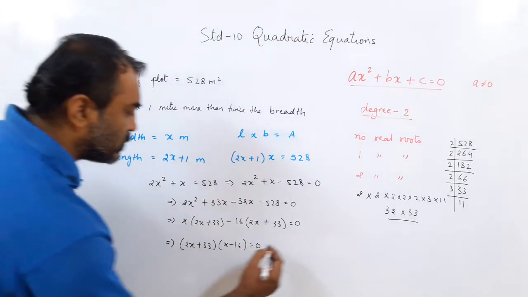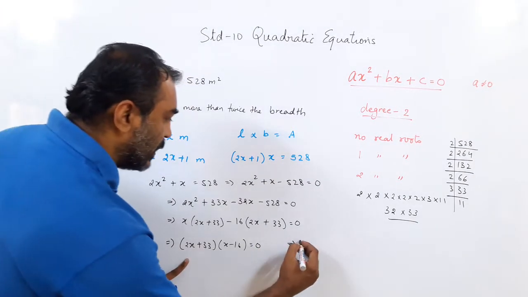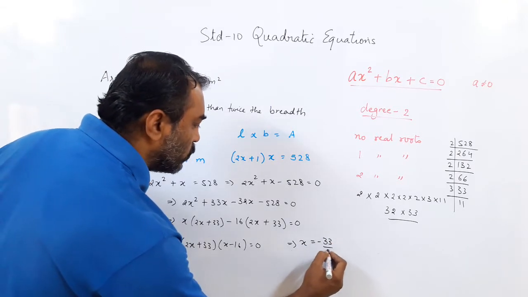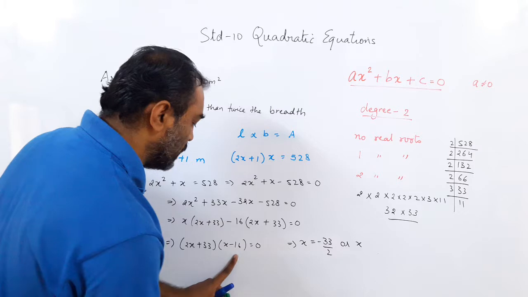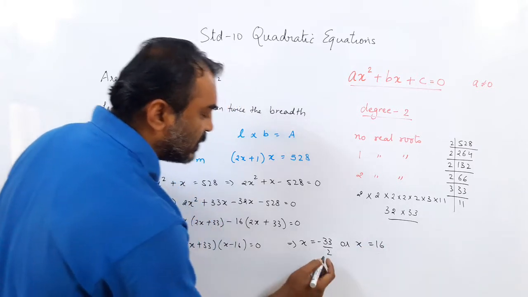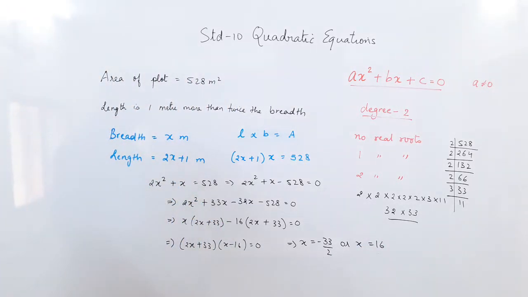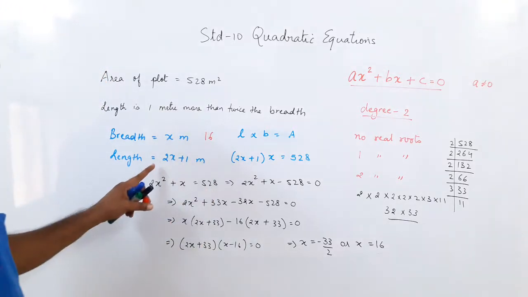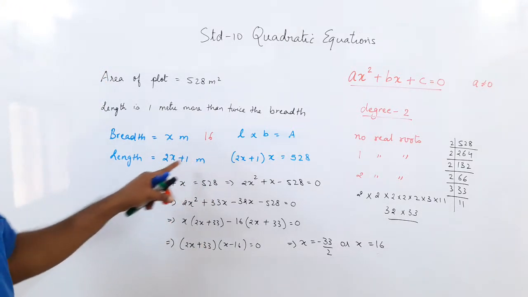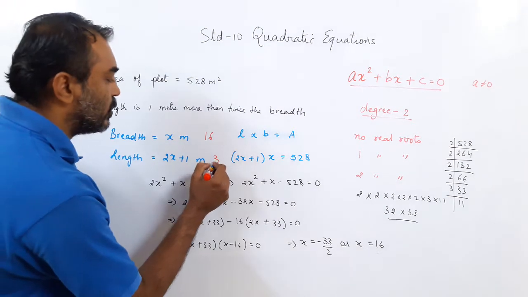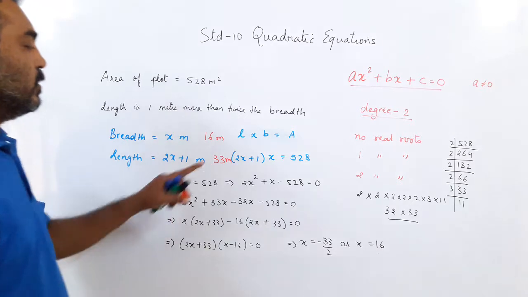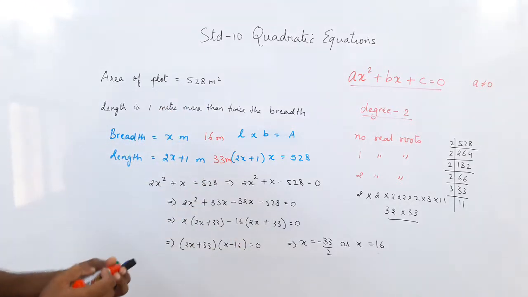Okay. So if 2x plus 33 is 0, then it implies x is equal to, 33 goes on this side, minus 33 upon 2, or x equal to 16. Since a negative length and breadth cannot be there, x is equal to 16. So let us check. The breadth is 16 and the length is 2x plus 1. So 16 2s are 32 plus 1, 33. So the breadth is 16 meter, the length is 33 meter. 33 into 16 will give us 528.